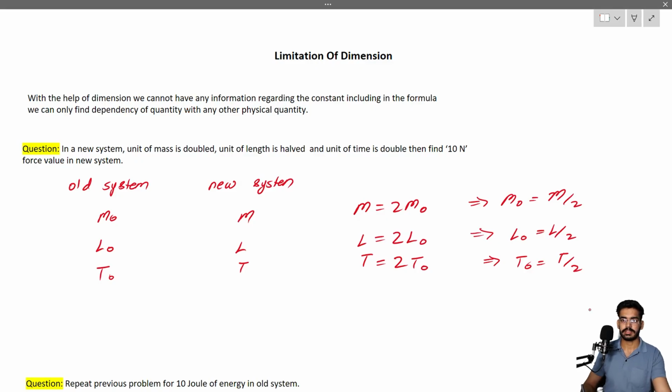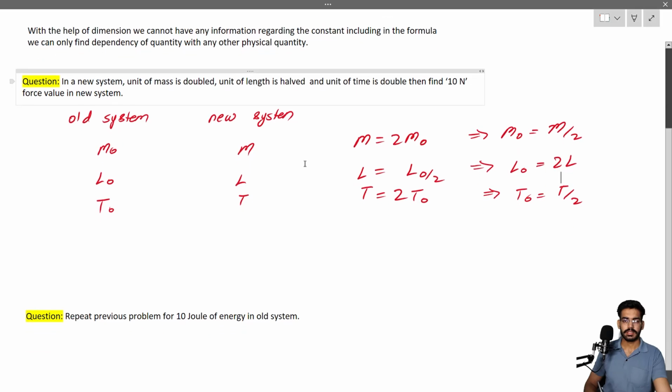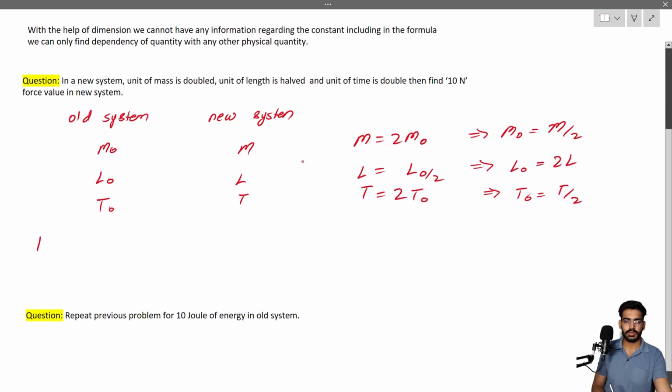Sorry, here it is given as L naught by 2, right? So this is going to be 2L. Okay, this is my 2L. I hope it is clear till here, right? Now what is given in the old system is 10 Newton. Just go step by step. 10 is the numerical value. Newton, what is the formula for Newton? What do we write for Newton? So this is old, right? M naught 1, L naught 1 and T naught minus 2, right?